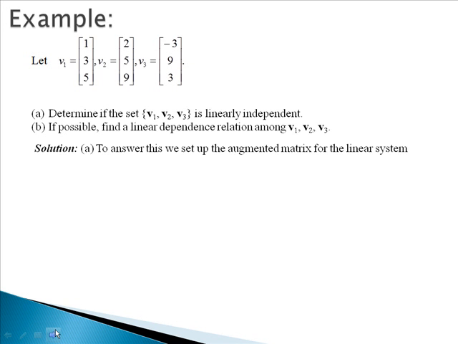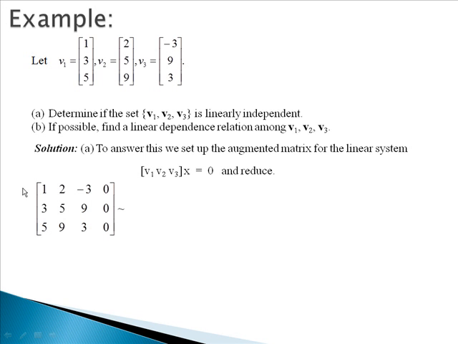So let's look at the answer for A. We're going to set up the augmented matrix for our linear system, where we have a matrix and the columns of the matrix are our vectors v1 through v3 multiplied by my vector x and set equal to the 0 vector, and then we want to reduce it. So here's my augmented matrix, and to reduce it I'll multiply here by -3 and add to the second row, and then also multiply by -5 and add to this last row here. And we'll get this matrix here.